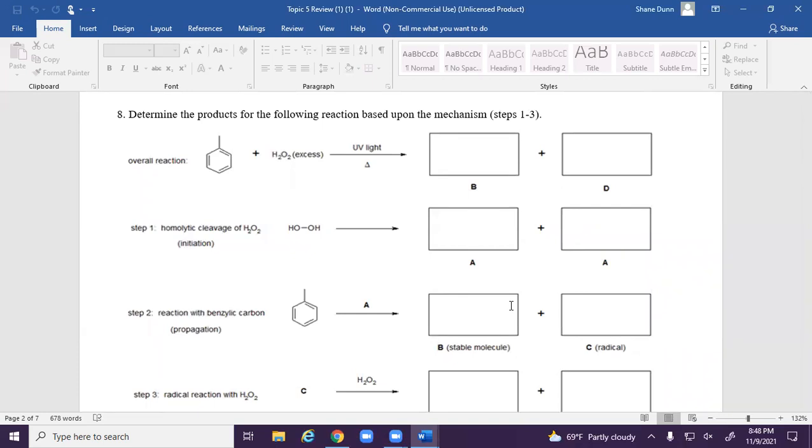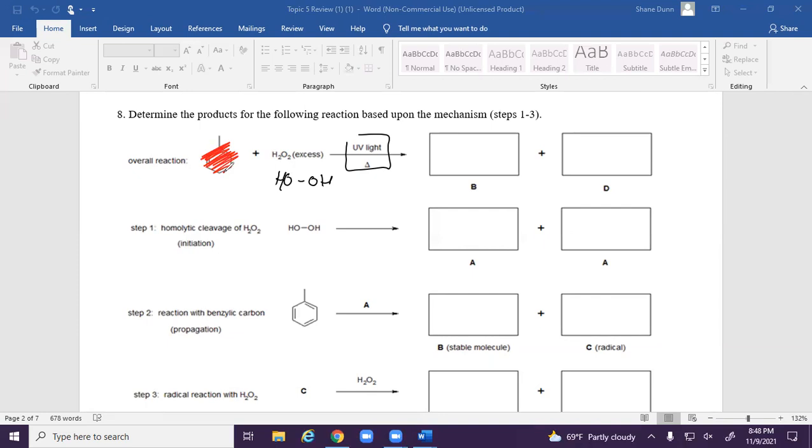So we have excess hydrogen peroxide. Good. This means we are using energy and light to move this reaction forward, correct? Yeah. Okay. So, do I touch benzene at all? No, you always walk away from benzene. So cross benzene out.